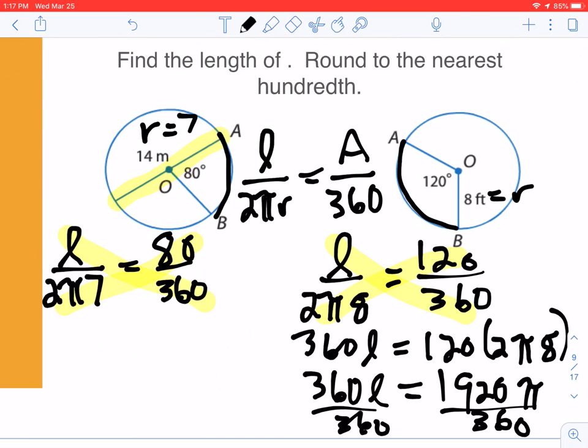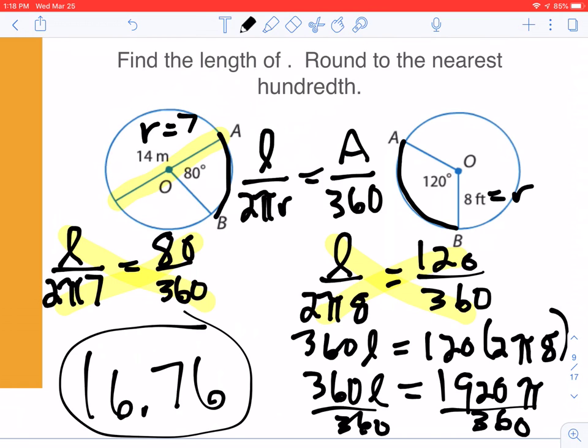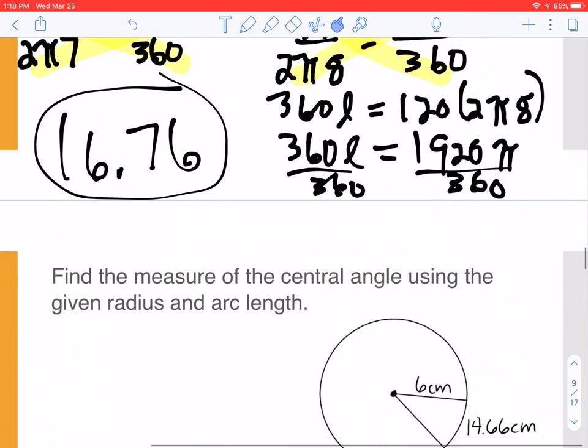I'm going to write my answer on the other side here. 1920 times pi divided by 360 equals 16.76. Okay, like I said, you guys can always rewind these and go back if you missed something and you want to watch it again. Watch it as many times as you want. All right, here we go.